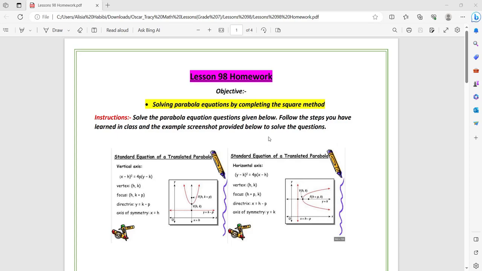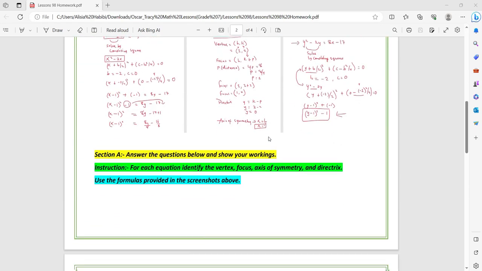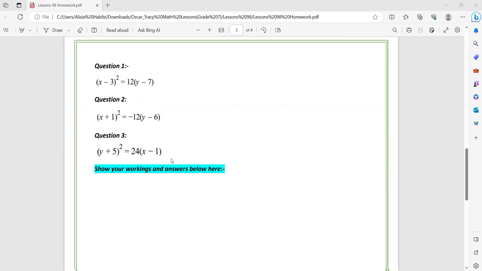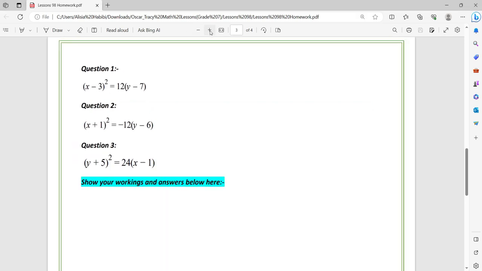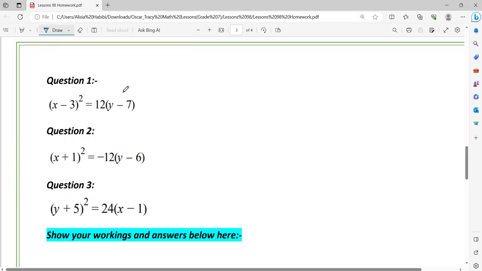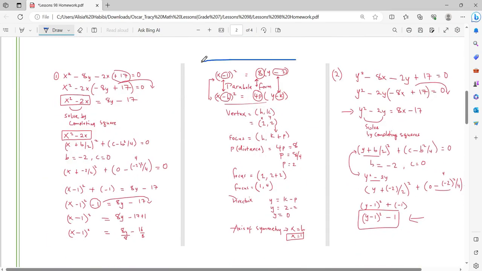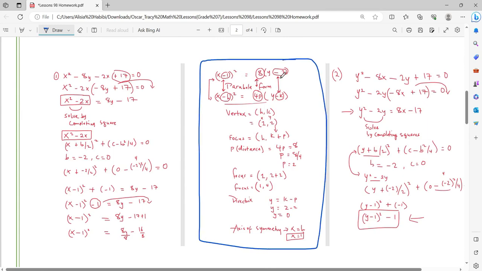Okay, so I'm going to be explaining how to answer these homework questions. I did give you an example here, and you kind of have to follow the example to understand how to answer these questions. Because if you look at question number one, it's very similar to this part of the screenshots that I put in your homework. So it's very similar to solving it in this same way.